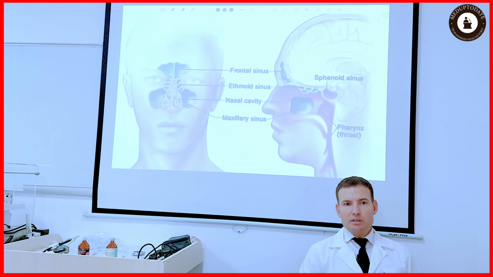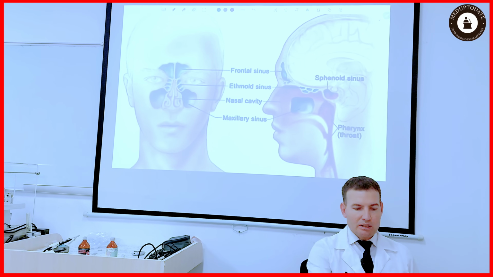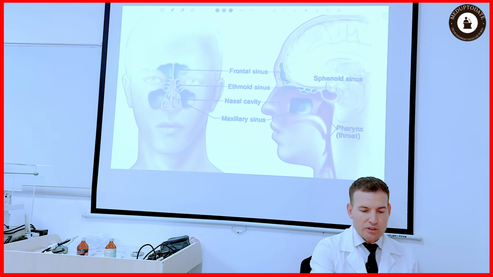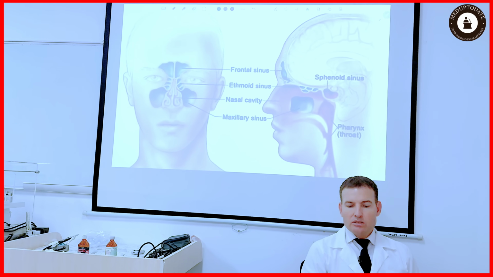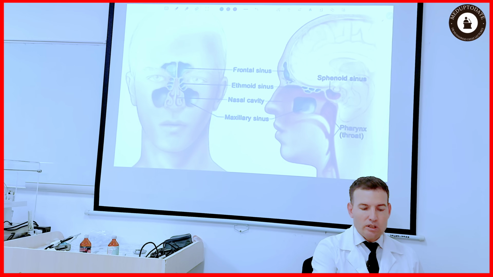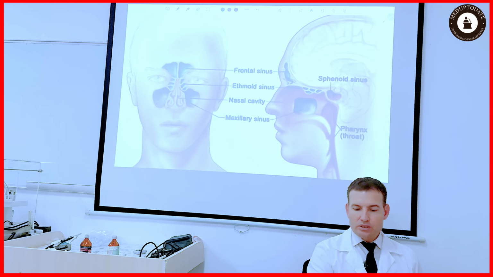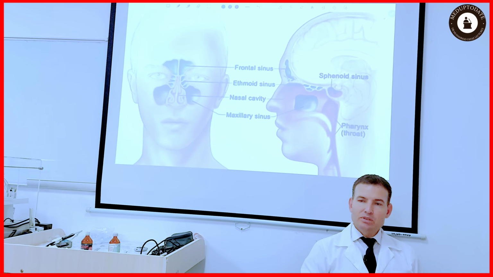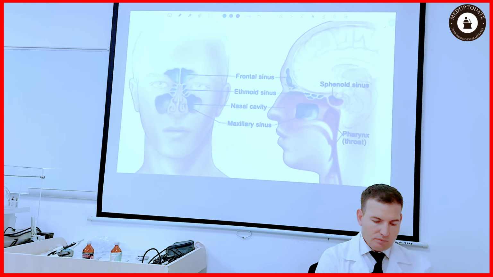Some are visible on sagittal section, like in this. This is the sagittal section. You can see here. Some are visible clearly on the coronal section. Sorry, this is the coronal section. Some are visible on sagittal section. Okay, let's start from the frontal sinuses.